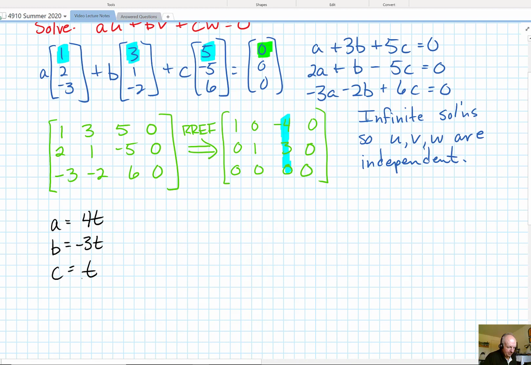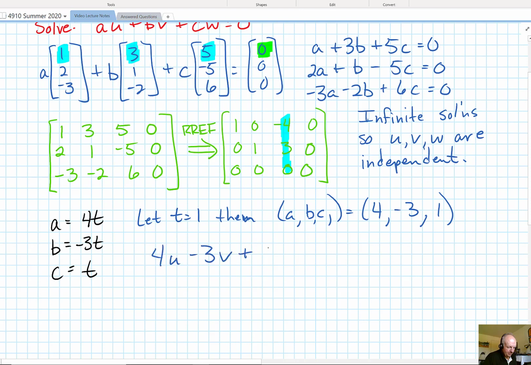So as long as I choose T freely, that's going to give me solutions. Obviously 0 yields 0, 0, 0. We knew that was always going to be the case. But if we let T equal 1, then we get the solution. Then A, B, C equals 4, negative 3, plus 1, right? So what that means is 4 times U minus 3 times V plus 1 times W equals 0, right? That's what we just found. Here's the interesting thing. If I just do a little algebra on this, W equals negative 4U plus 3V.